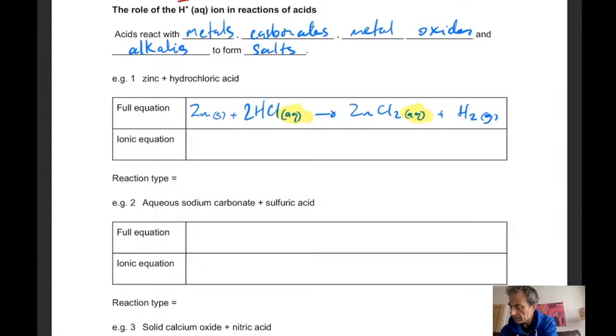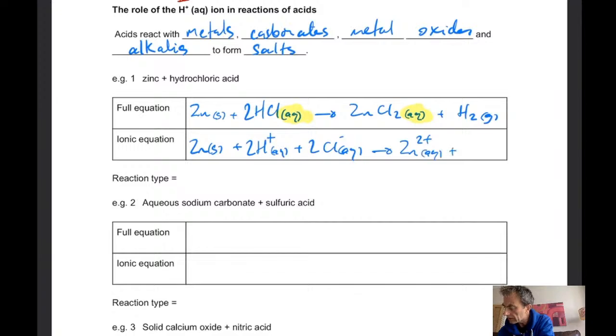Okay, so zinc's a solid, so it stays as it is. So this is 2 moles of H plus ions and 2 moles of Cl minus ions, because obviously that coefficient there doubles everything, so it's 2 H's and 2 Cl's, so 2H plus, 2 Cl minus. That goes to a zinc 2 plus ion, which is aqueous, and 2 chloride ions, aqueous, and hydrogen gas. Okay, that's the 2 chloride ions because of the little number 2 there after the Cl.